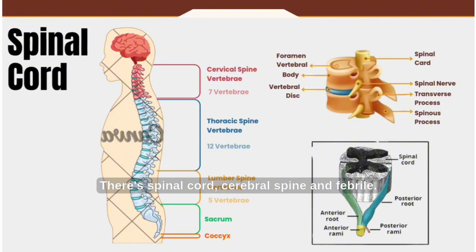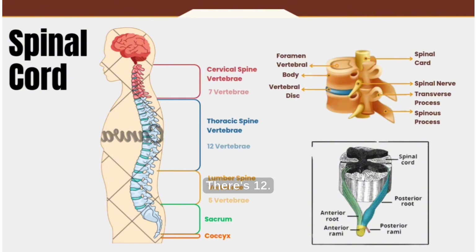There's the spinal cord, cervical spine and vertebrae. There are 7 cervical vertebrae, and then there are thoracic spine vertebrae, there's 12. Lumbar spine vertebrae containing 5, and then sacrum and coccyx.